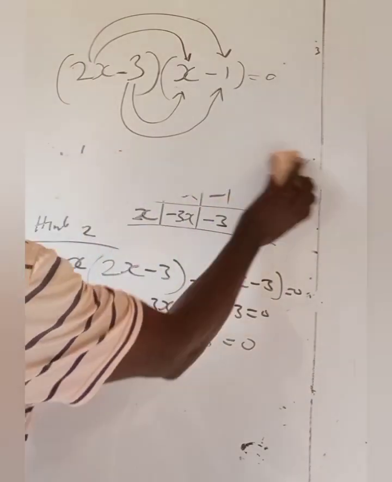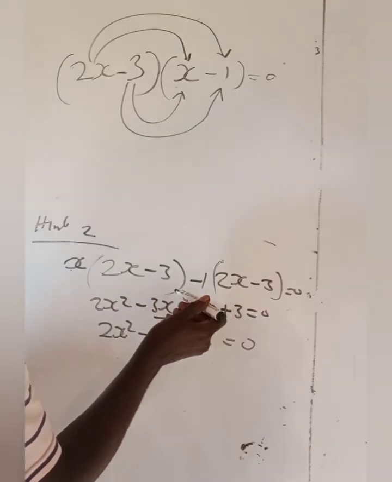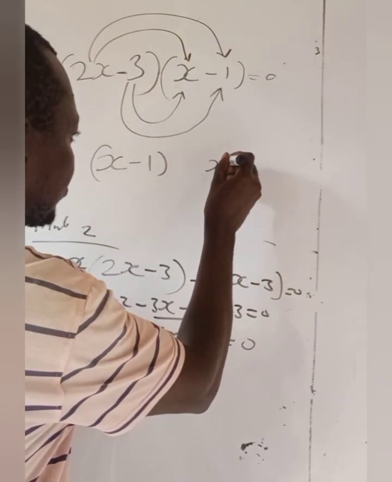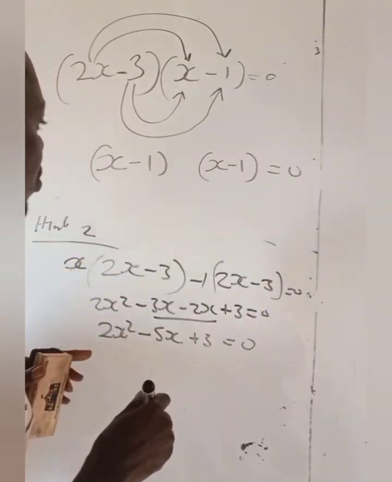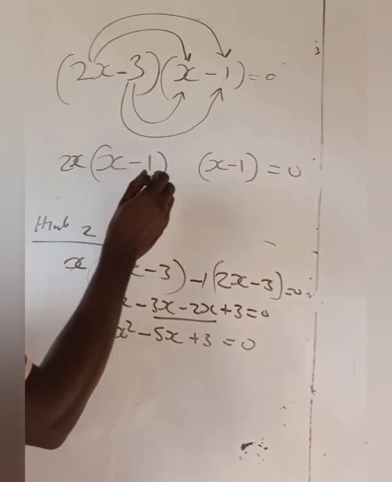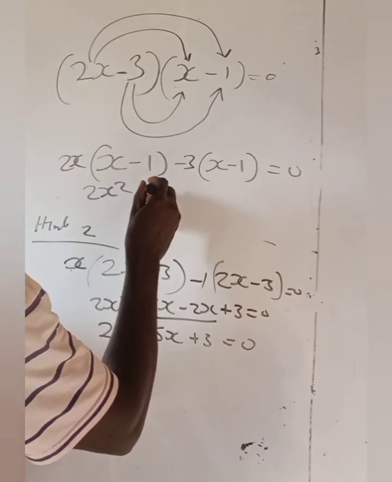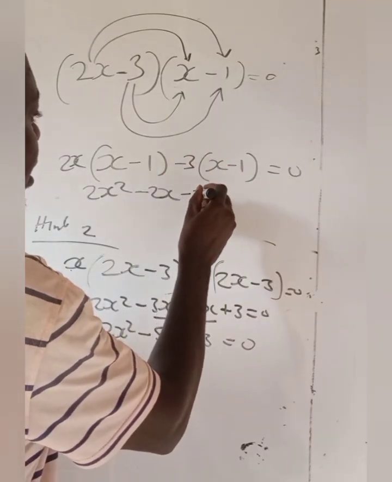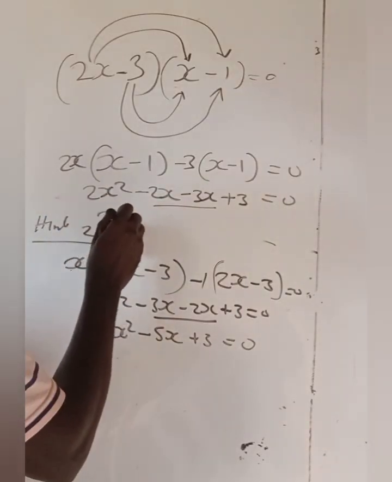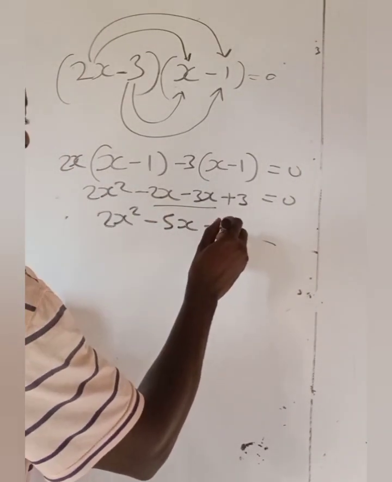Now suppose under hint 2, instead of taking 2x minus 3, I took x minus 1. So I take x minus 1, repeat it, x minus 1. Remember to leave space here. So here and here insert what is remaining of the other part. So the other part is 2x, and then this is -3. So multiply. This time this you get 2x squared. This time this you get -2x. This time this you get -3x. This time this you get +3 is equal to 0. These are similar. So you have 2x squared minus 5x plus 3 is equal to 0.